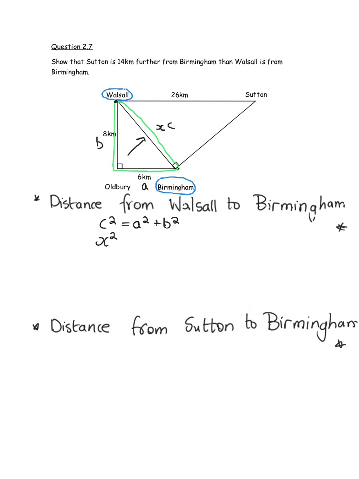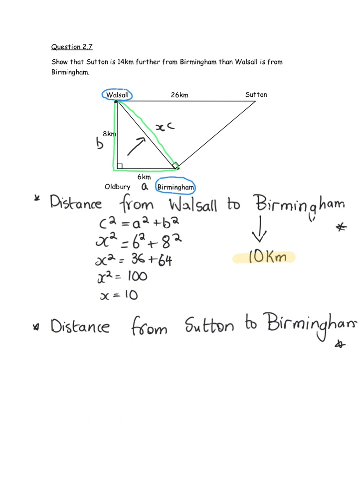So this is going to become 6 squared plus 8 squared. So 6 squared is 36 and 8 squared is 64. We add them together, we're going to get 100. And then we figure out that x is equal to 10. So the distance from Walsall to Birmingham is 10 kilometers. So I just might highlight that maybe in yellow. We're going to come back to that at the end and see whether what they're saying is true.